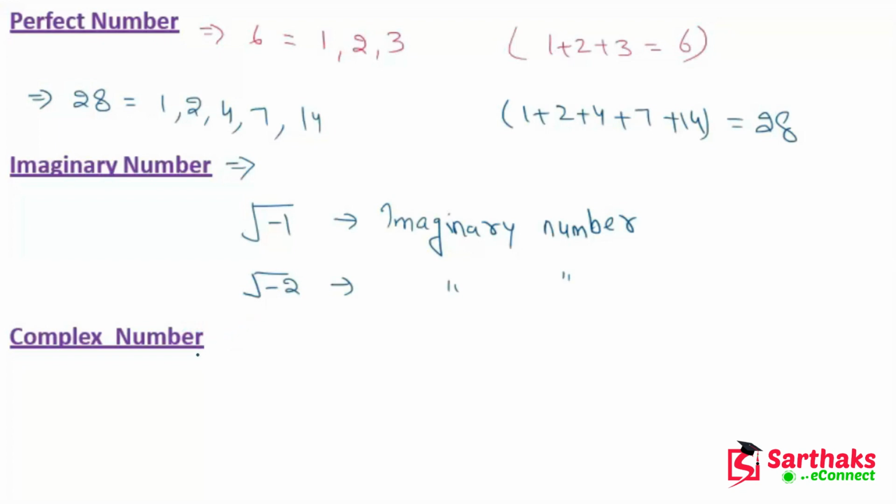Now complex numbers. What is a complex number? My dear friends, the combined form of a real and an imaginary number is known as a complex number. So a complex number is equal to a real number plus an imaginary number.